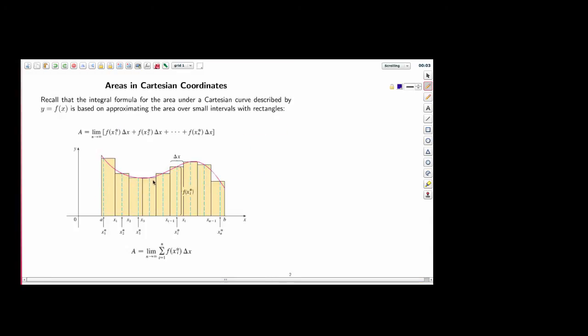To do this, let's recall the method that we used for finding areas in ordinary xy Cartesian coordinates. Remember, the idea is that if you had a function y equals f of x, you took your interval a to b, so here x in between a and b, and you divided it up into n rectangles. The width of each rectangle is what we call delta x, so that's going to be b minus a over n, the length of your interval, and the height of each rectangle is going to be f of x sub i star, where x sub i star is some point in the ith subinterval.